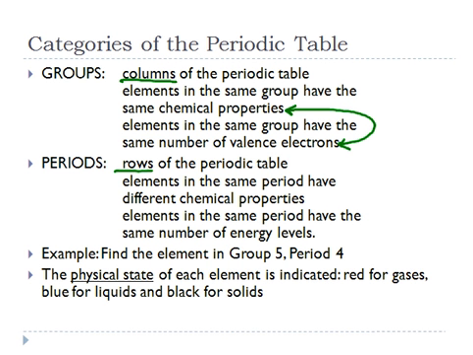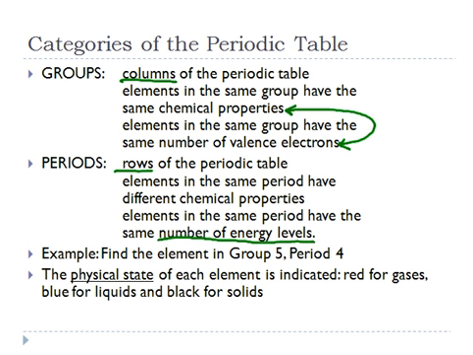Elements in the same period have different chemical properties. They all have different numbers of valence electrons, and so they do all react differently. However, the elements in the same period have the same number of energy levels. So everything in period 3 will have 3 energy levels.